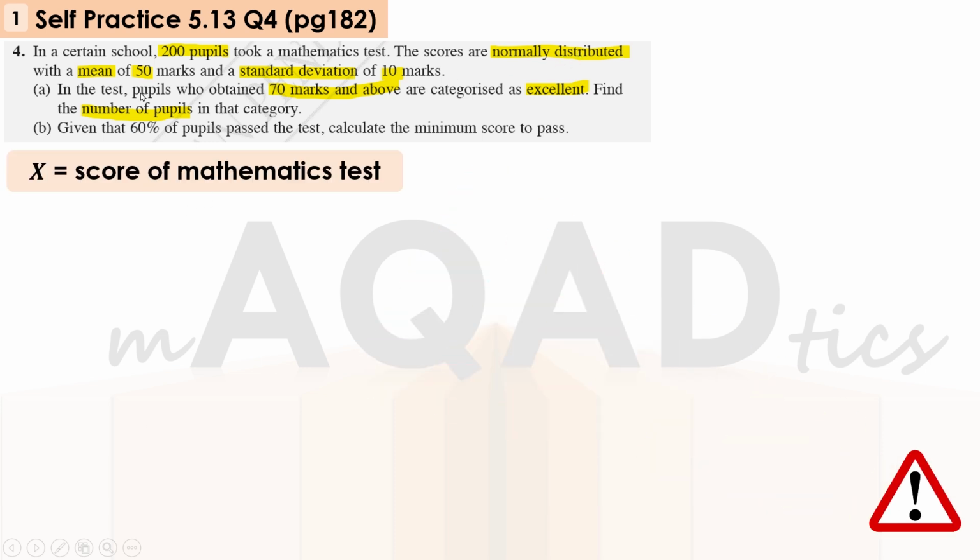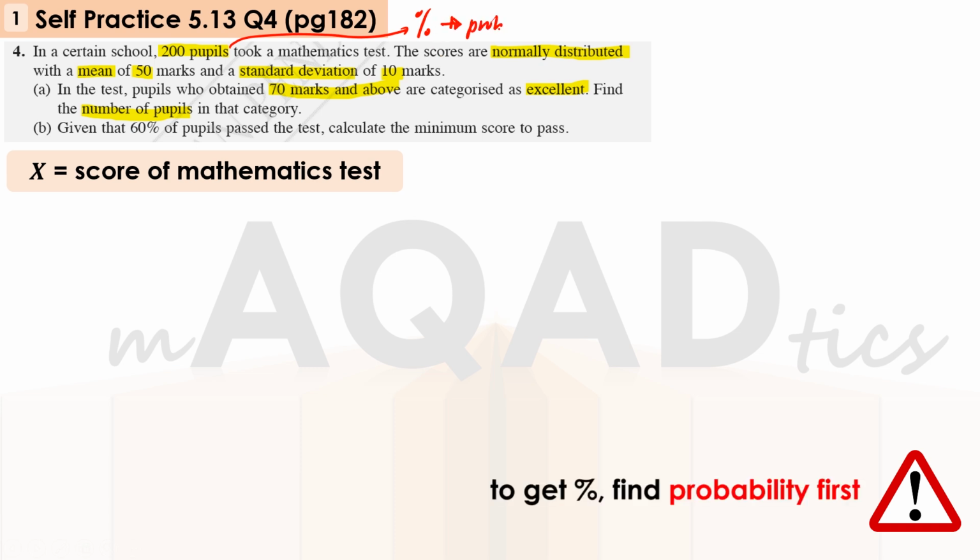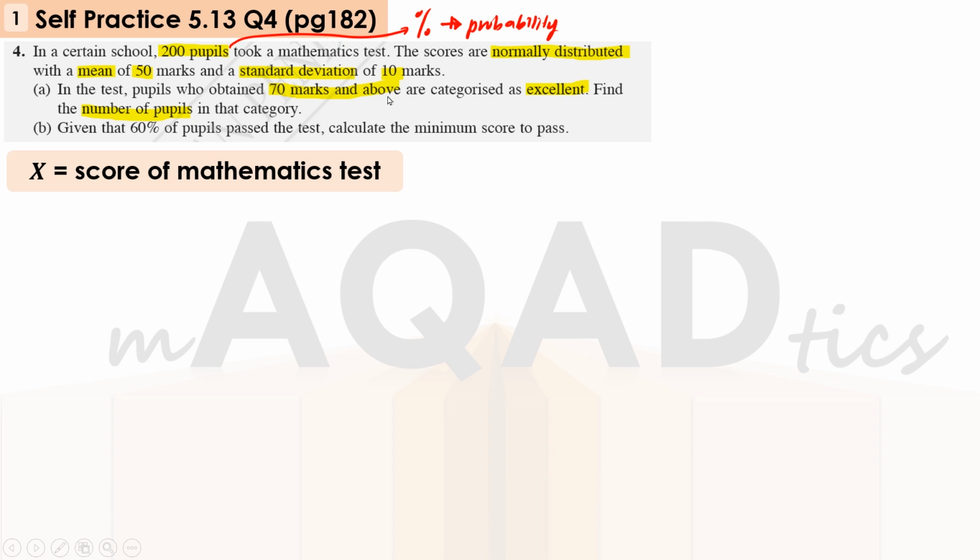To find the number of pupils, we have an issue: from the 200 pupils here, we are not sure what the percentage of students that can get 70 marks and above is. So what we need to find the percentage is to find the probability first. Probability meaning the chances that a pupil can get 70 marks and above. So we need to focus on that probability.